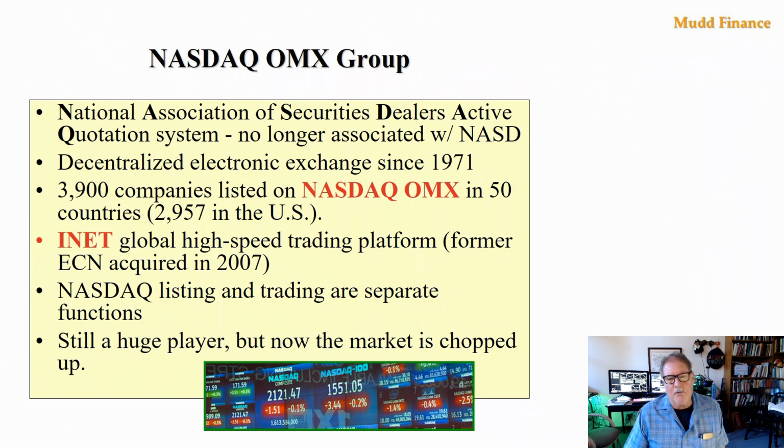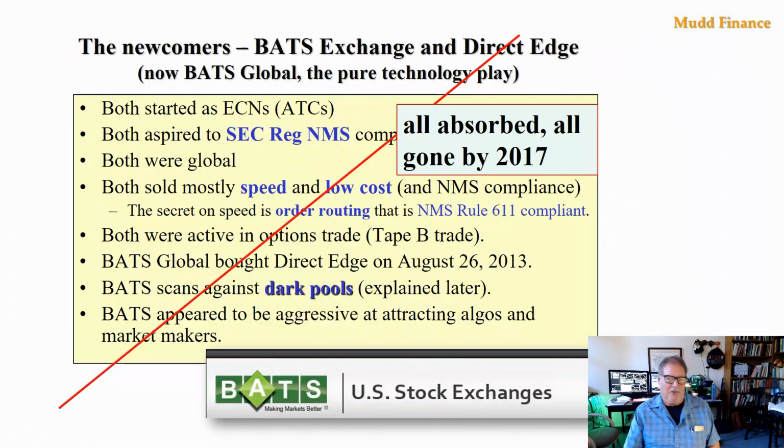And Nasdaq, of course, is still a huge player. They and the New York Stock Exchange pretty much still dominate the market, but now the market is more chopped up. This next slide is kind of mysterious. You say, well, why do you have a slide with a red line through it? That's because I wistfully want to remind you that the intent of Reg NMS and related legislation was to encourage a whole bunch of these ECNs to develop independently and provide more competition for stock orders.